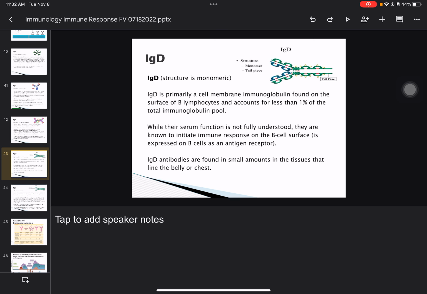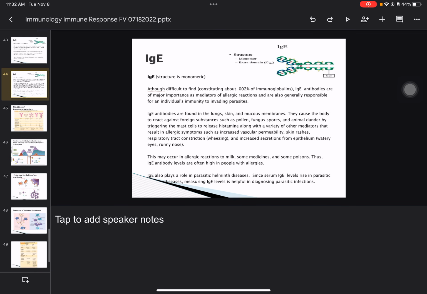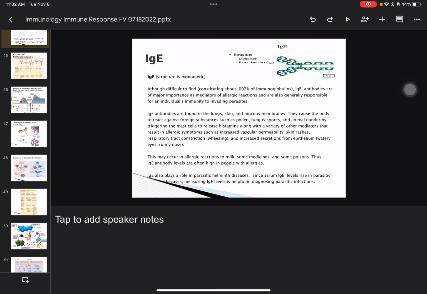Okay. Then, IgE. IgE is found in the lowest concentration. It's like 0.002% of all the immunoglobulins in our serum. It's small, but it is devastating. This is the one that gets initiated any time we have allergies. And in some cases, if we are severely allergic to something, it can lead to anaphylaxis, okay?